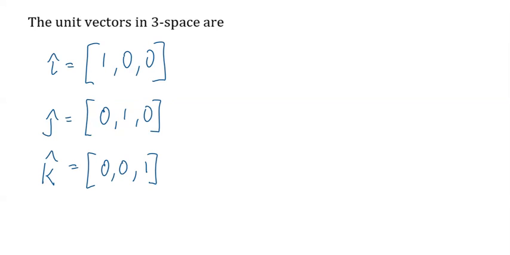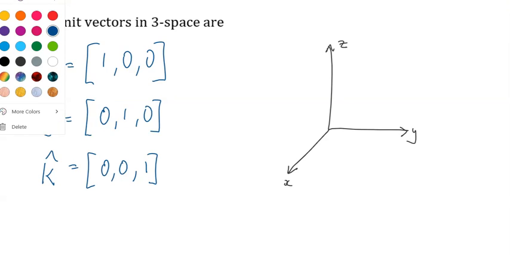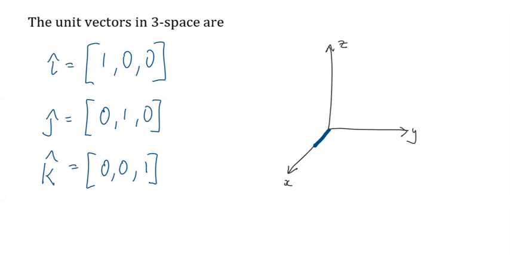The unit vectors are easy to draw. So here's i hat. Here's j hat. And k hat.